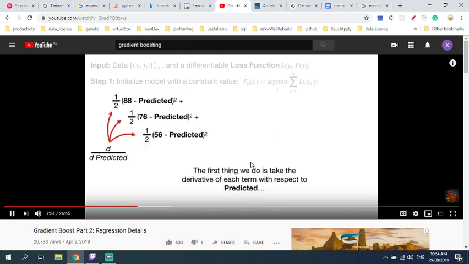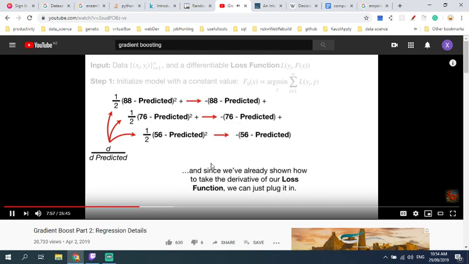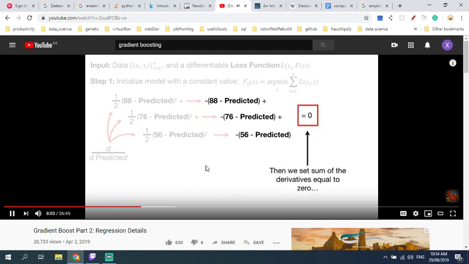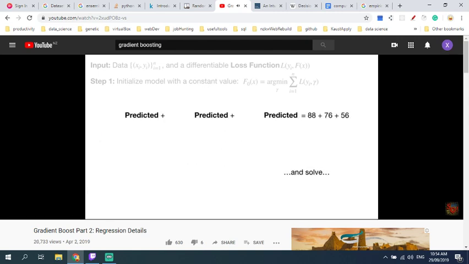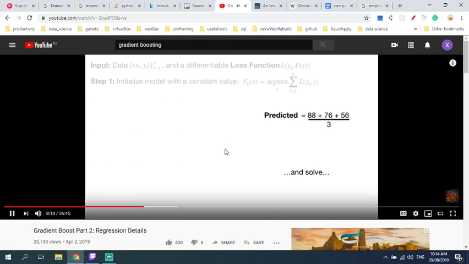The first thing we do is take the derivative of each term with respect to predicted. And since we've already shown how to take the derivative of our loss function, we can just plug it in. Then we set the sum of the derivatives equal to 0. And solve.